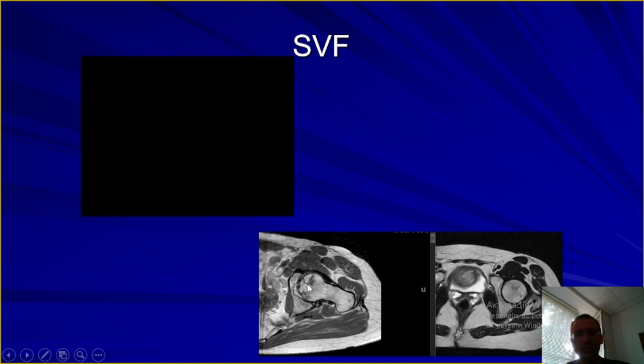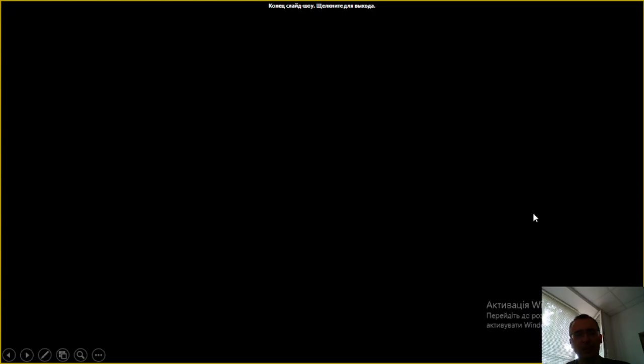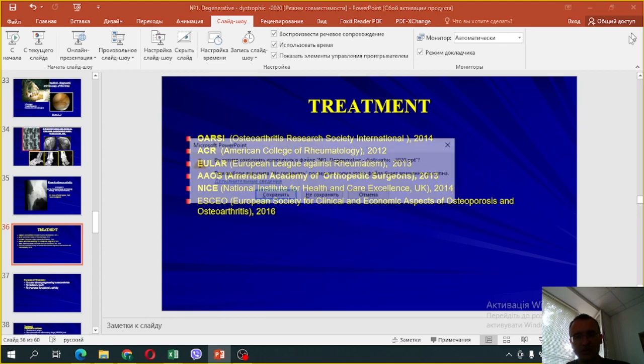So it is a very fast procedure which can be performed outpatient, so they don't need to lie for a long time in the hospital. When they come to visit you in the morning, in the evening they are going home without any complications. So that's about osteoarthrosis.